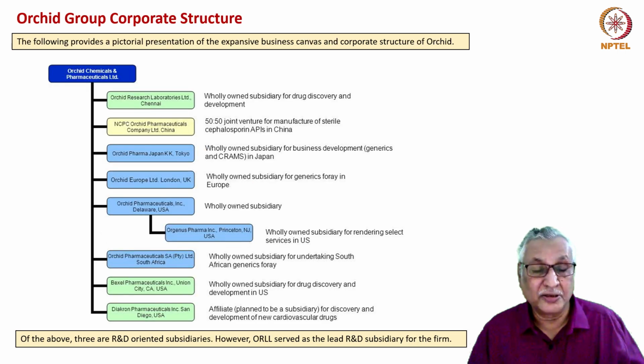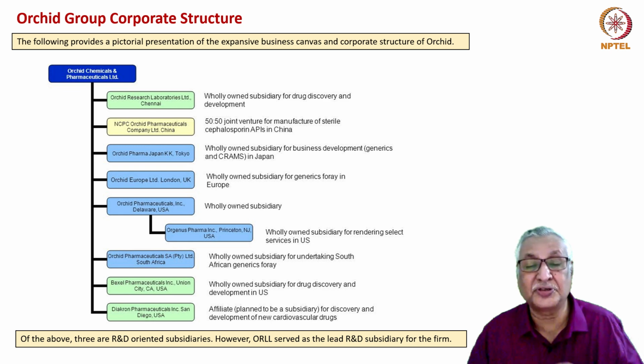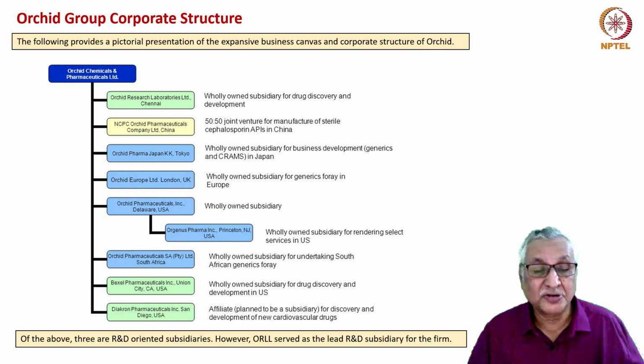So, this was the total corporate structure of Orchid. The parent Orchid Chemicals and Pharmaceuticals Limited, the subsidiaries Orchid Research Laboratory Limited, NCPC Orchid Pharmaceuticals Company China, Orchid Pharma Japan KK Tokyo, Orchid Europe Limited London UK, Orchid Pharmaceuticals Inc. Delaware USA, which had Origins Pharma, a US subsidiary, then Orchid Pharmaceuticals in South Africa, Bexel Pharmaceuticals in California for drug discovery, and Dacron Pharmaceuticals in San Diego again for drug discovery. Of the above, three are R&D oriented subsidiaries. However, ORLL served as the lead R&D subsidiary for the firm.